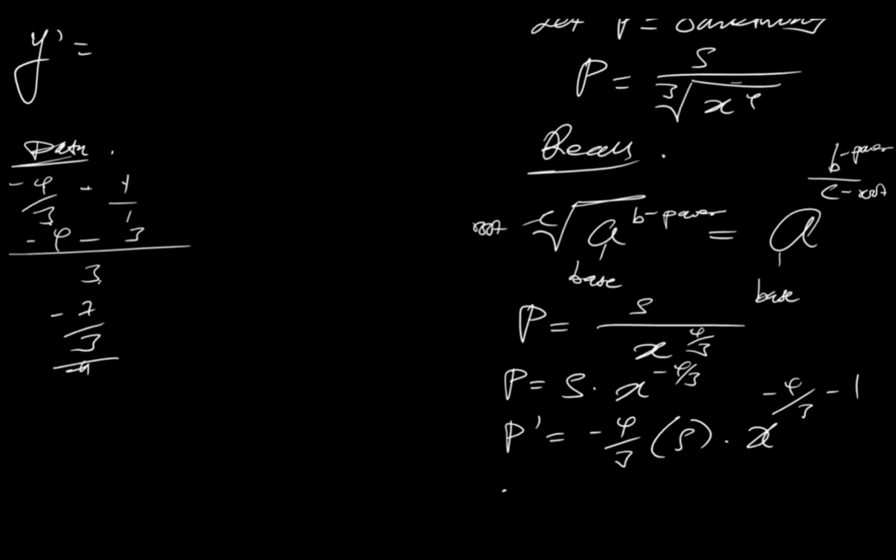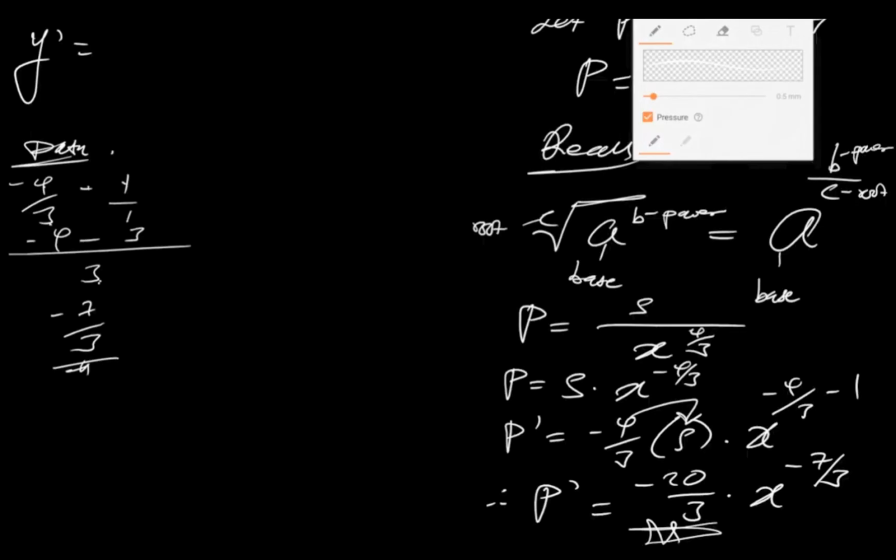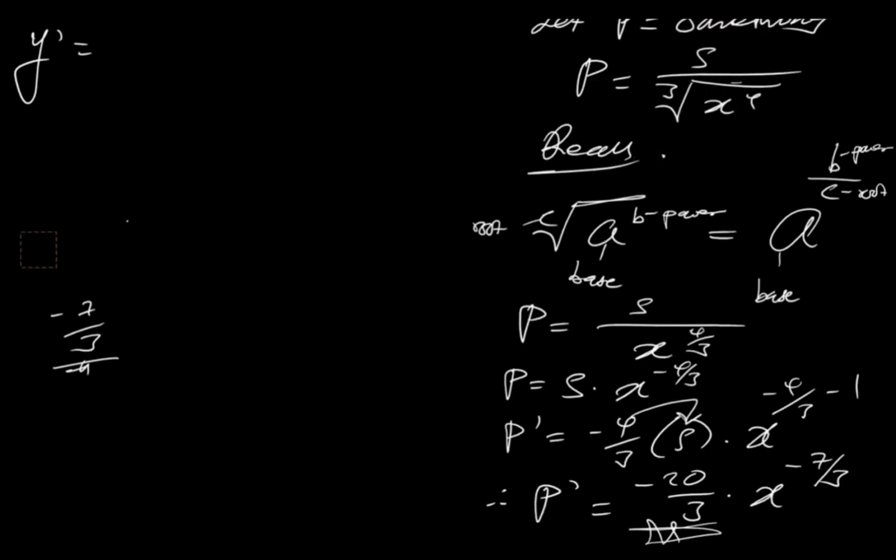This implies that p prime is going to be equal to 4 times 5 gives you a negative 20 over 3 times x to the power of minus 7 over 3. And this is the derivative of something. Alright, this is great. Let me just erase this portion here.